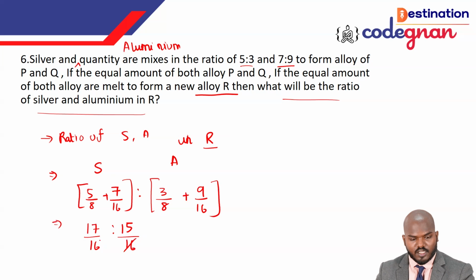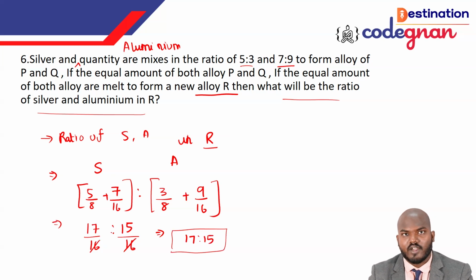So the 16 gets cancelled, and you can say the new ratio of silver and aluminium in R is 17:15. That is the correct answer for this question. See, guys, we made it in just one step.